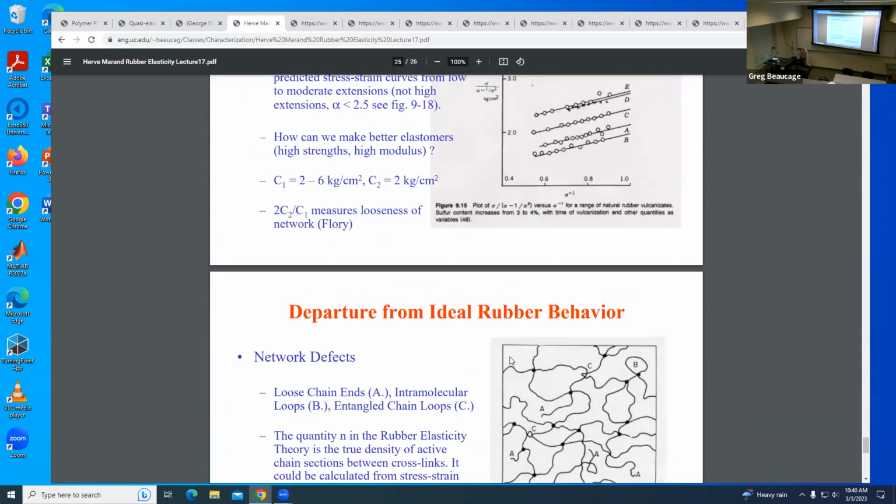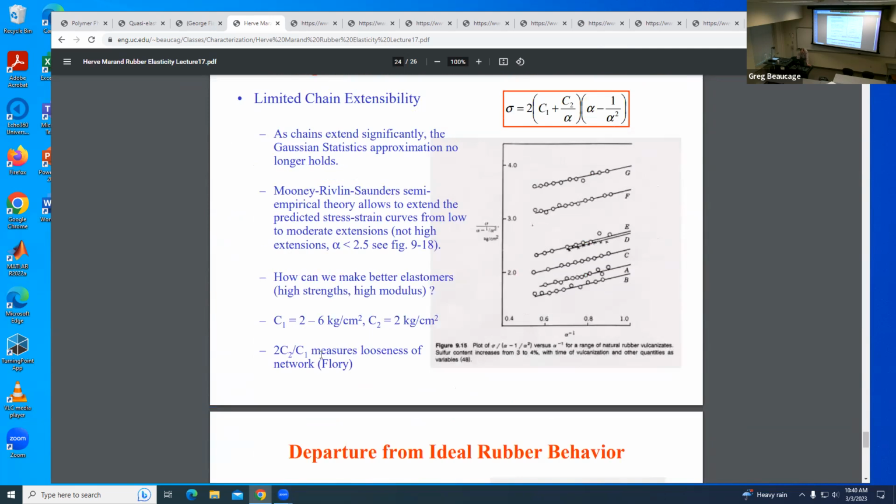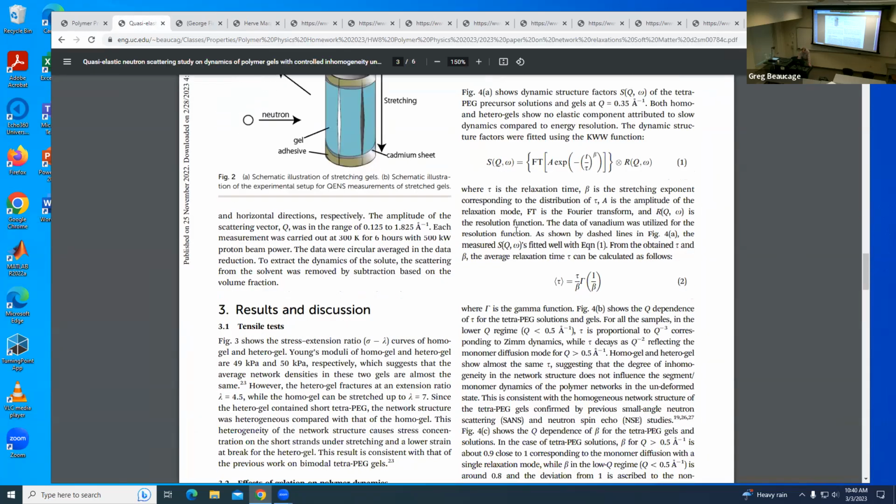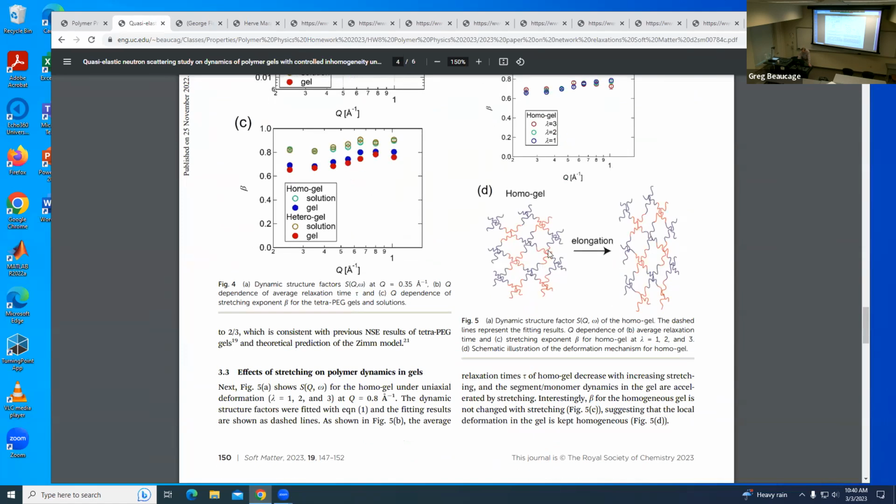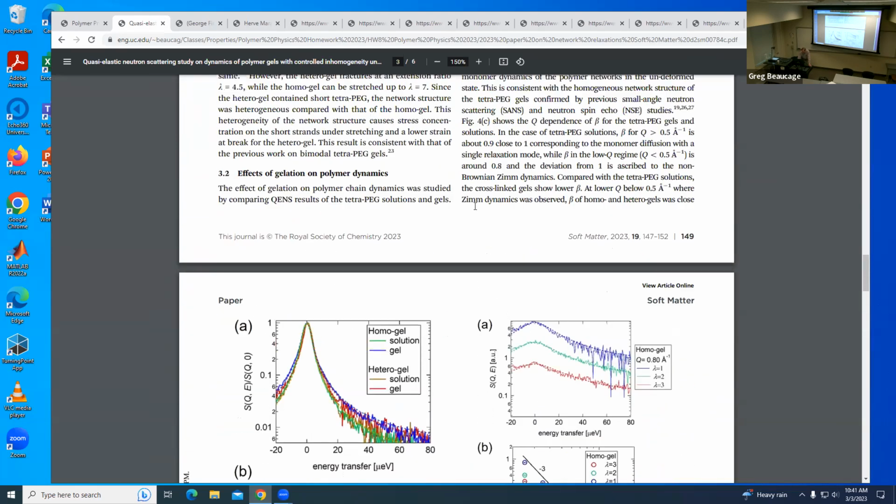Anyway, C2 over C1 measures the looseness of the network. And he claims that Flory says that, but Flory in the book at least doesn't exactly say that. Flory published a bunch of papers on this too. So anyway, if you look at it this way, the network in our paper isn't loose at all. There are no dangling ends and things like that in this network. So I guess that means it's not loose, so C2 should be 0. That's my argument anyway. So it turns out C2 equals 0.